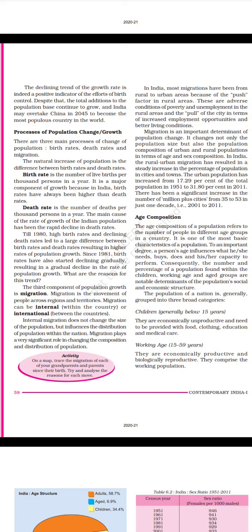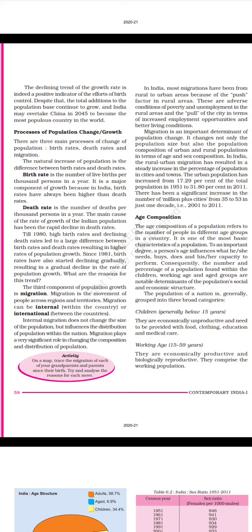Age composition. The age composition of a population refers to the number of people in different age groups in a country. It is one of the most basic characteristics of a population. To an important degree, a person's age influences what he or she needs, buys, does, and his or her capacity to perform. Consequently, the number and percentage of a population found within the children, working age, and aged groups are notable determinants of the population's social and economic structure.